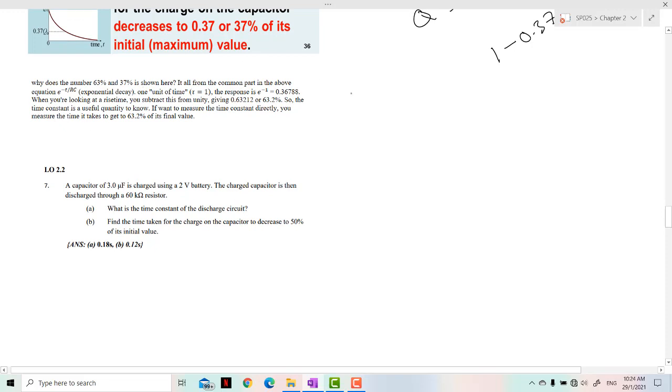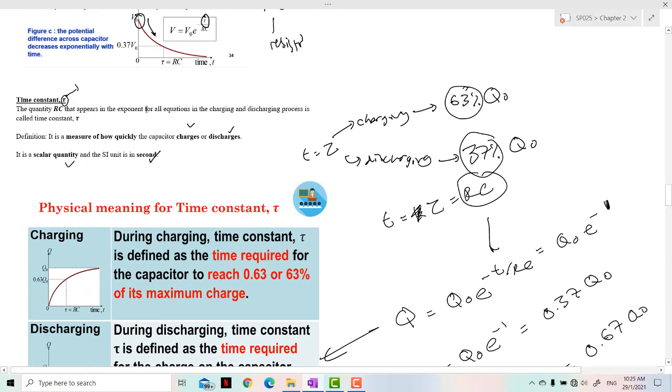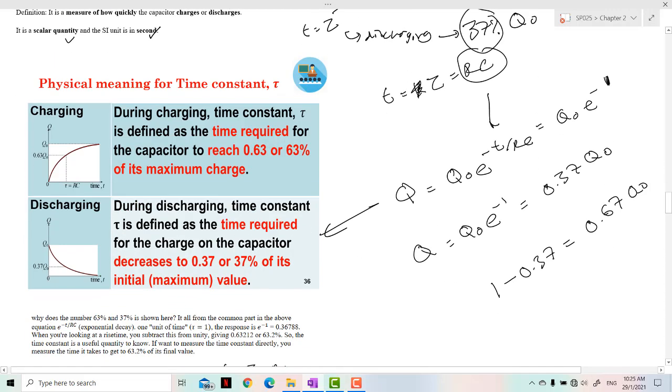So for question 7, it tells us a capacitor of 3.03 microfarad is charged using a 2 volt battery. The charged capacitor is then discharged through a 60 kilo ohms resistor. So what is the time constant of the discharge current? Again, time constant T equals tau equals RC. RC is just the resistor and capacitor. It's the quantity RC that appears in the exponential of all the equations in the charging and discharging process. So again, T is equal to tau here.